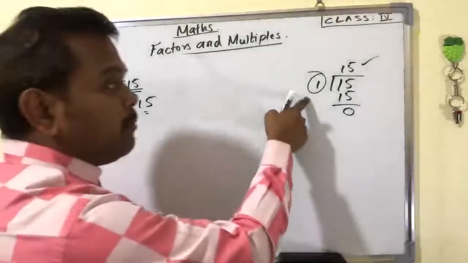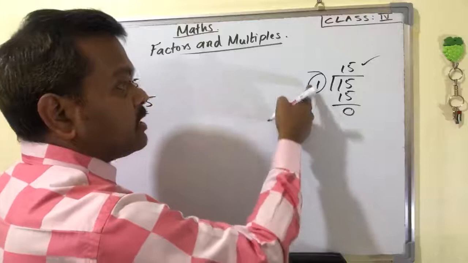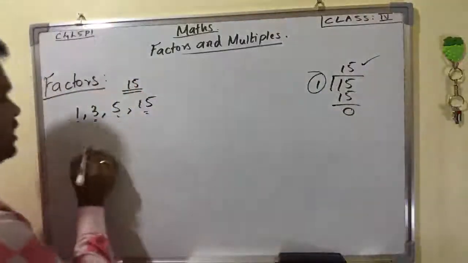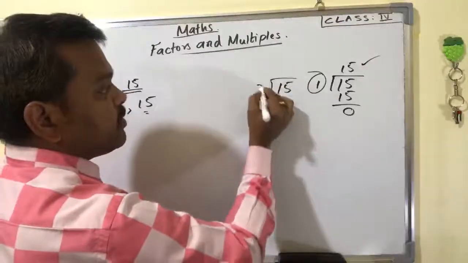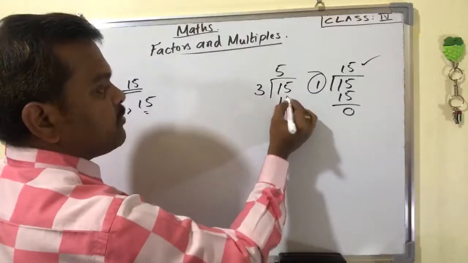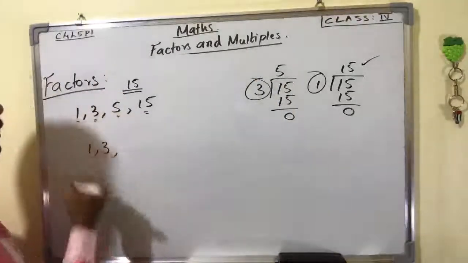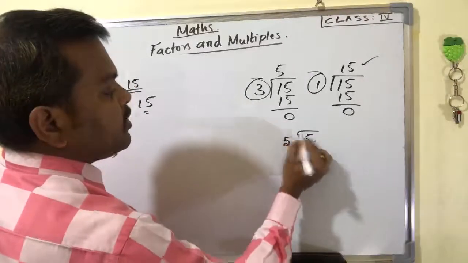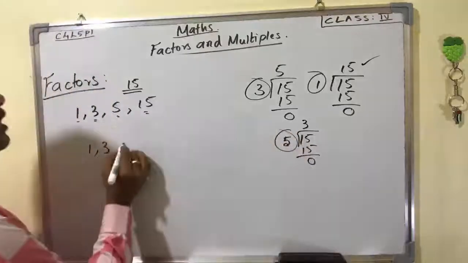Okay. So a number that divides another number without leaving any remainder is a factor of that number. So 1 is a factor of 15. Now check 3. 15 by 3: 5 3s are 15, balance 0. So 3 is also a factor of 15. Check the next number. 15 by 5: 3 5s are 15, balance 0. 5 is also a factor of 15.